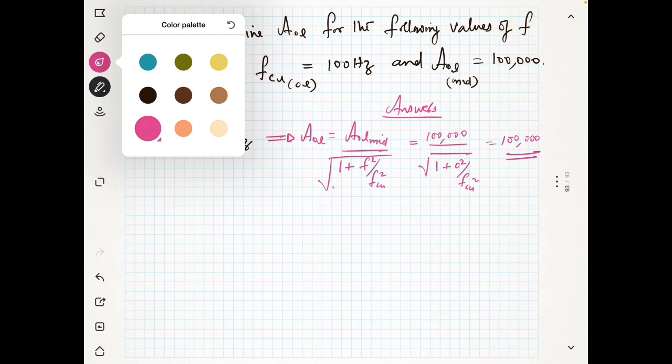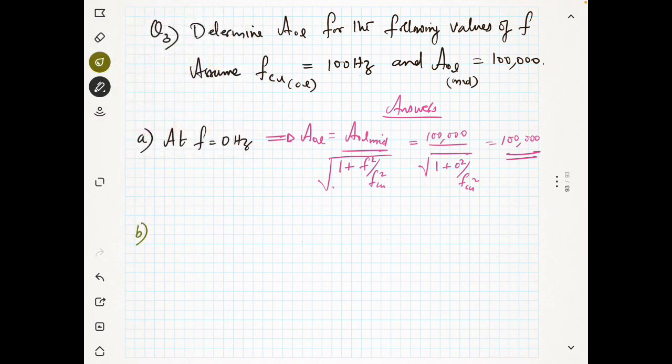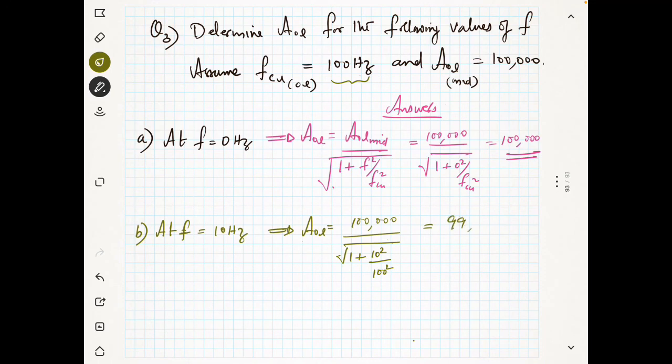Now the second question, it's at f equal to 10 hertz. Anyway, you will get something like this. AOL, this was at 0 hertz, so this is 10 hertz. Same thing. 100,000 divided by square root of 1 plus 10 square divided by, what is FCU? It is 100. So 100 square. So you will get this answer as 99503. Almost the same, very close to this.